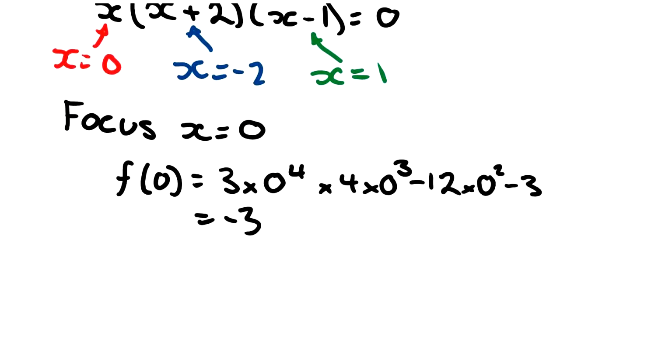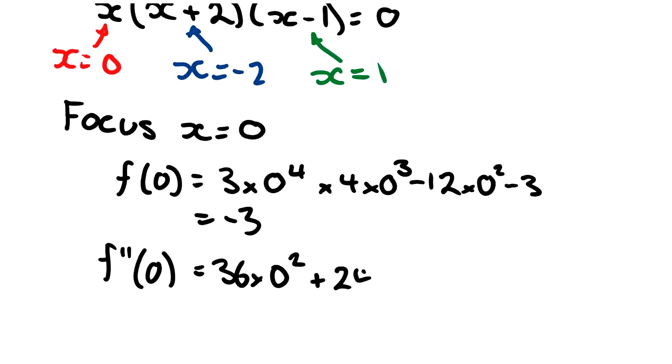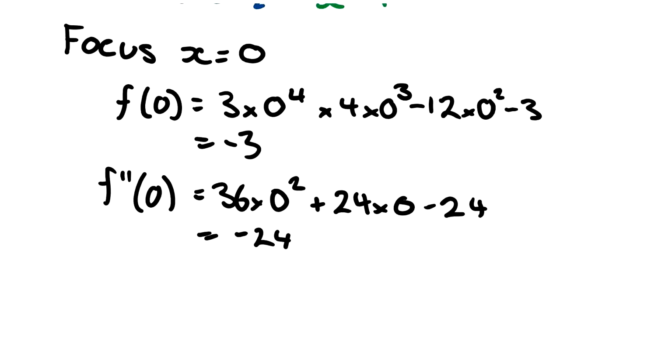We then need to determine its nature, and remember we use the second derivative for that. So I change all my x's in the second derivative to 0. And we get -24. Now remember, when you have a negative value, so our second derivative here is less than 0, we have a maximum.